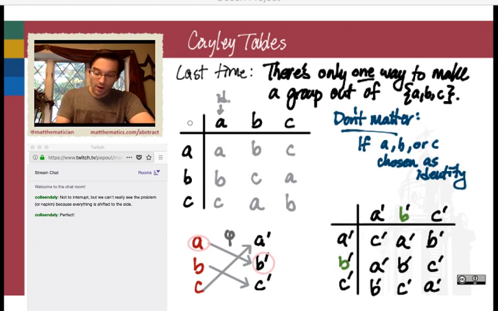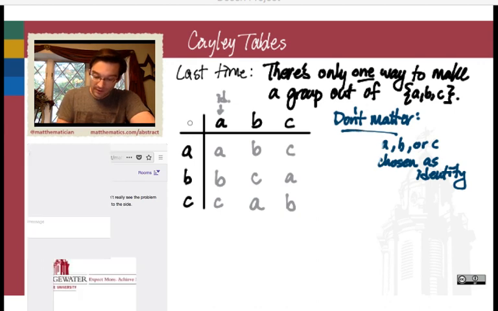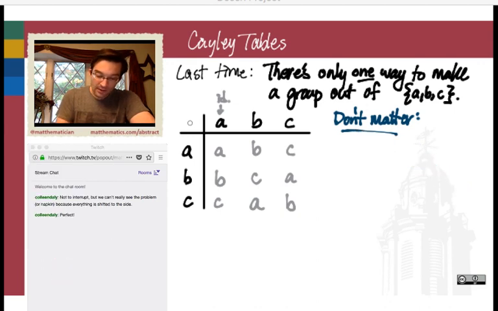So all of this is a roundabout way to say that choosing a different identity only accomplishes a renaming of the elements. So another way to say this is that what we want not to matter is if we call the elements by different names. If we rename the elements.